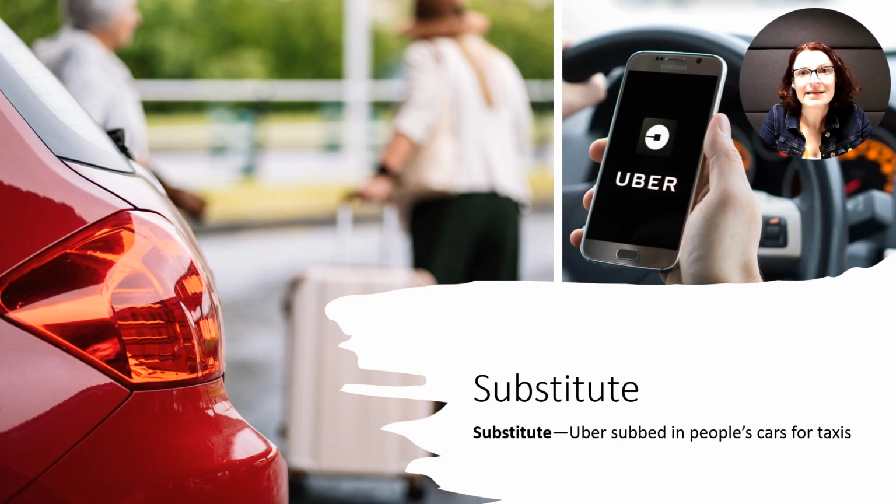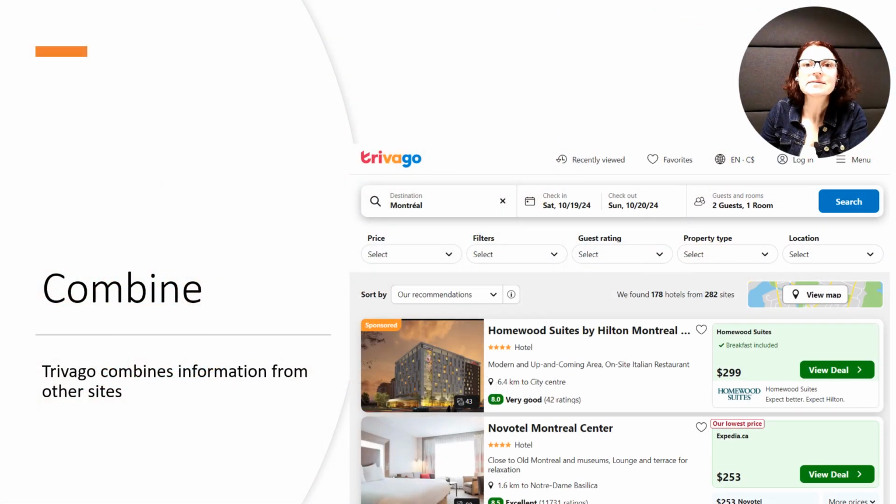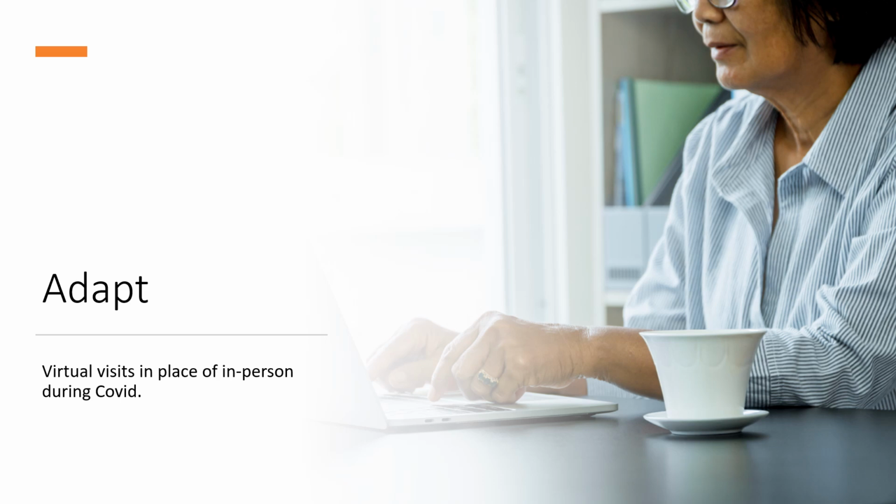Uber is the quintessential example of how they substituted to create an entirely different service. Obviously, substituting out taxis for people's cars and taxi drivers for usual everyday people. Like it or not, it is a great example. Trivago's entire business model centers on combining elements from other sites to create its own site. And of course, during COVID, healthcare adapted and started to switch to virtual care for non-urgent visits over in-person care.